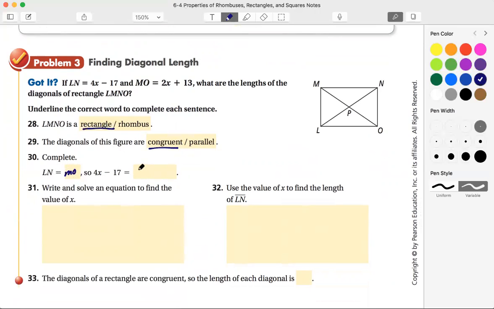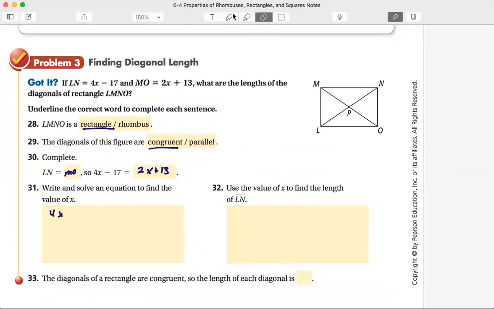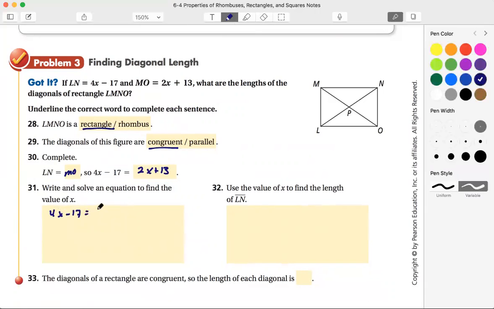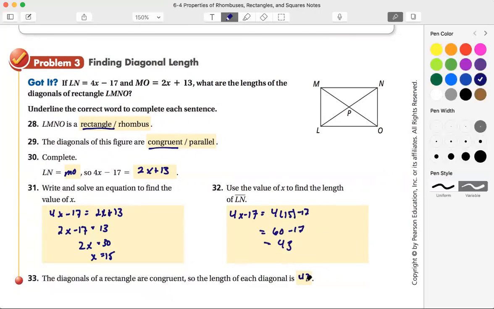Therefore, 4x minus 17 must equal 2x plus 13. Solving, let's subtract 2x from both sides. We have 2x minus 17 equals 13. Add 17 to both sides. 2x equals 30, so x equals 15. Let's substitute into the length for LN. 4x minus 17 equals 4 times 15 minus 17, which equals 60 minus 17, which equals 43. So the lengths of the diagonals are 43 units.